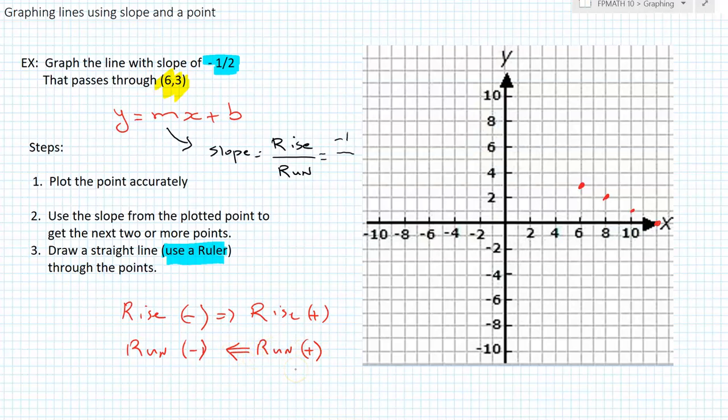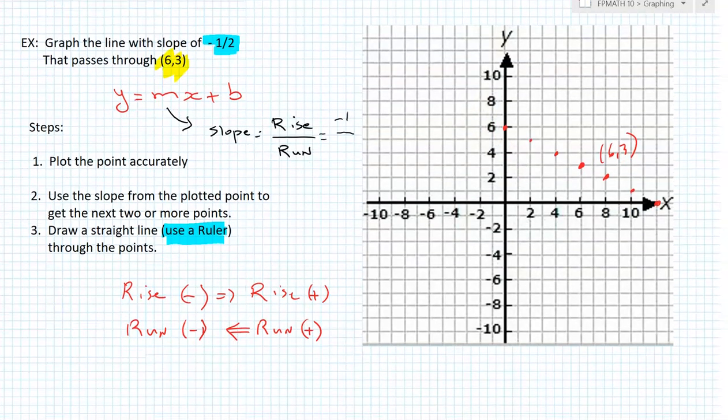So what does that mean? From this point, (6, 3), we go up 1, that would be +1, but then I need -2. So that means I have to go 2 units to the left, up 1, 2 to the left, up 1, 2 to the left, and you get the point, and that's how you do it. So 2 different ways of using the slope, rise over run.